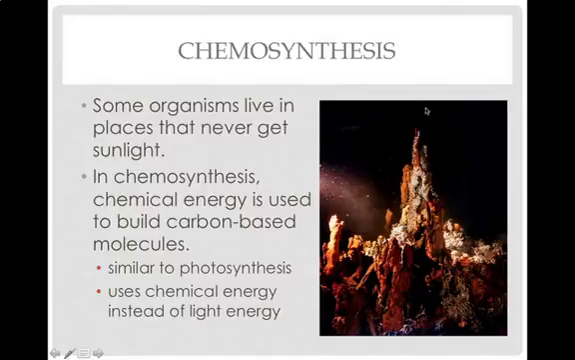There's a lot of chemicals, a lot of sulfurs and methanes in the environment, and the organisms that live here can use those chemicals as a source of energy to create their ATP. This is called chemosynthesis. This is where chemical energy is going to be used to build the carbon-based molecules. So the process is very similar to what we see with photosynthesis, but there's no light involved. It's just using chemical energy from the environment instead of light energy from the sun.